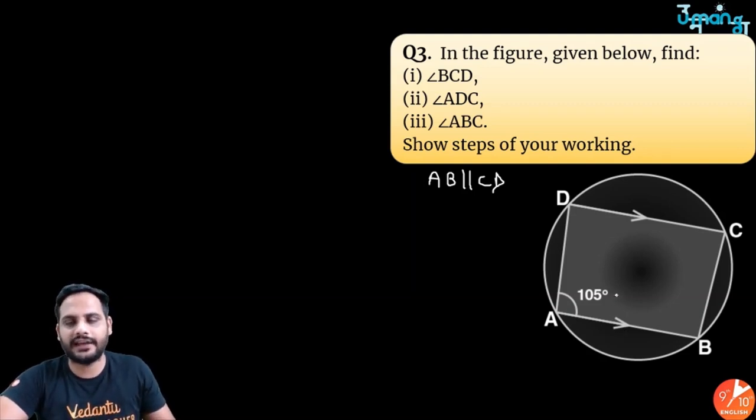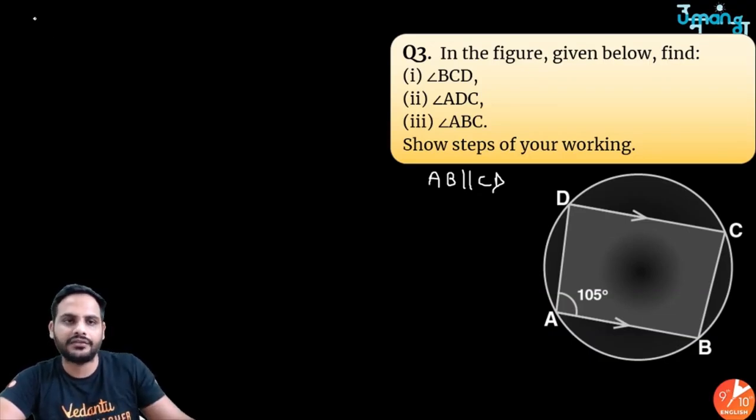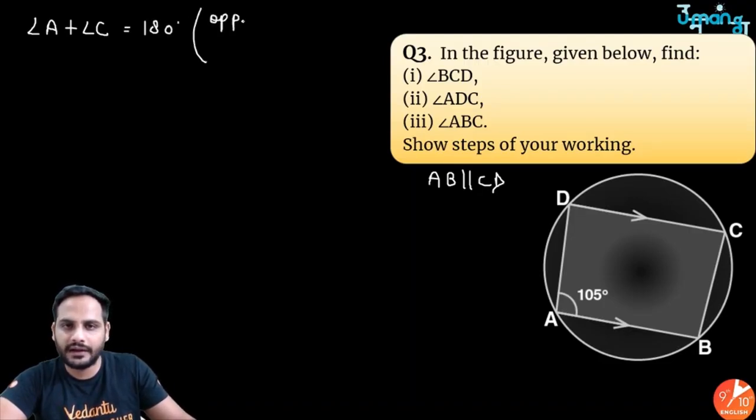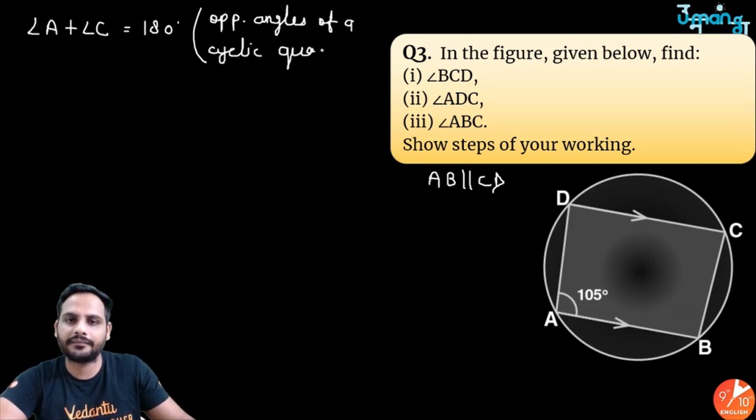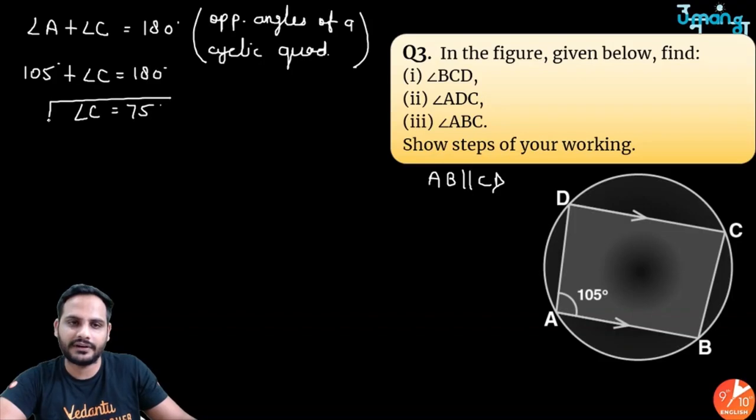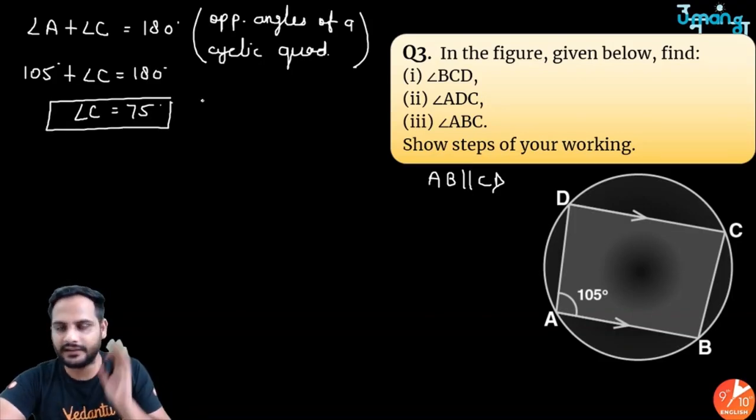So the first thing I can say is that angle A and angle C will be supplementary, right? So angle A plus angle C will be equal to 180 degrees. Why are they supplementary? Because they are opposite angles of a cyclic quadrilateral. Yes sir, correct. So angle A I know is 105 degrees, angle C I don't know, is equal to 180 degrees, so angle C is equal to 75 degrees. Correct, angle C we have got.